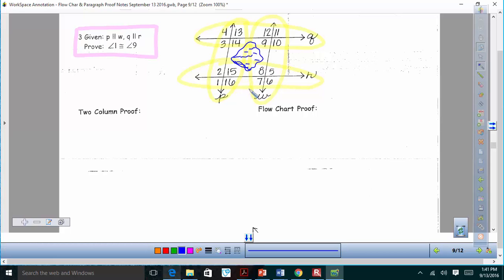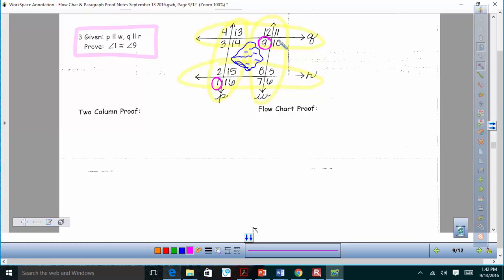All right. Now let's go ahead and circle the angles we're working with. So what are the angles we are working with in question 3? 1 and 9. They're given to us. So I'm going to circle 1, and I'm going to circle 9.